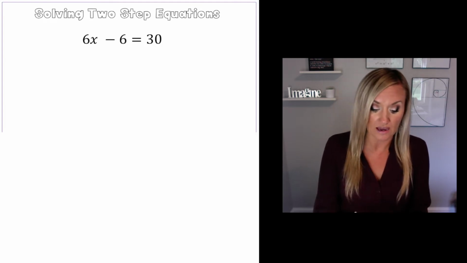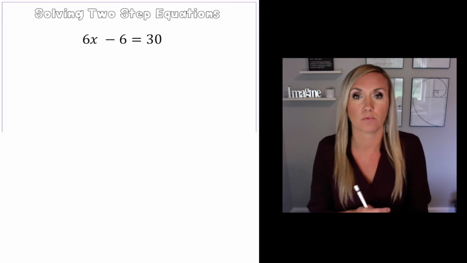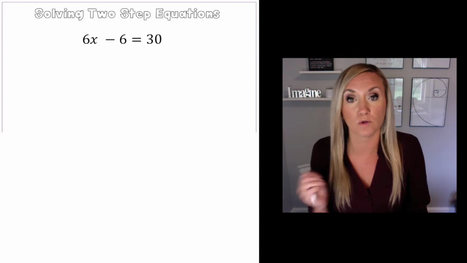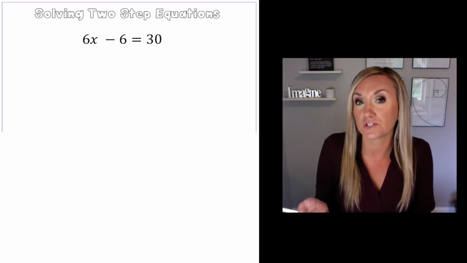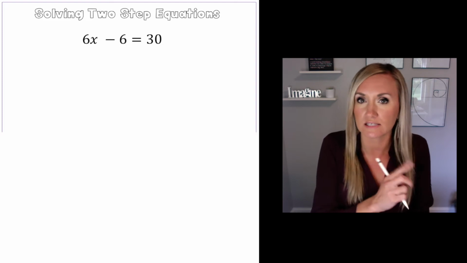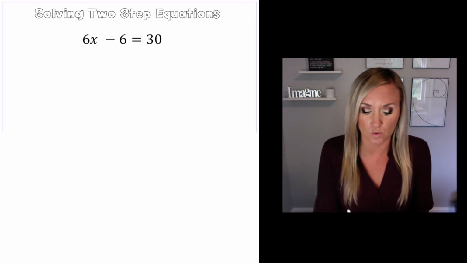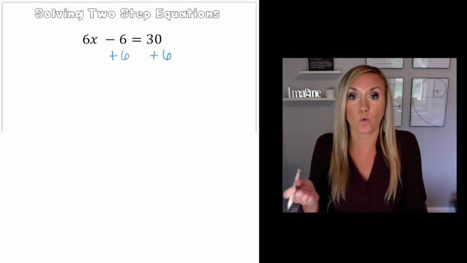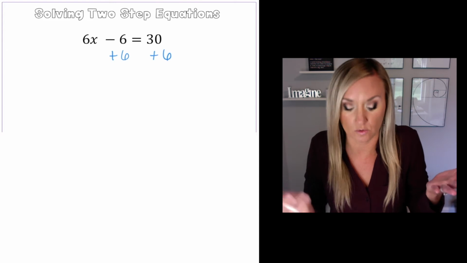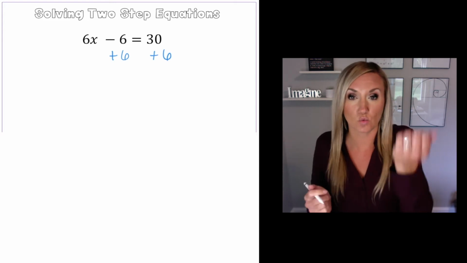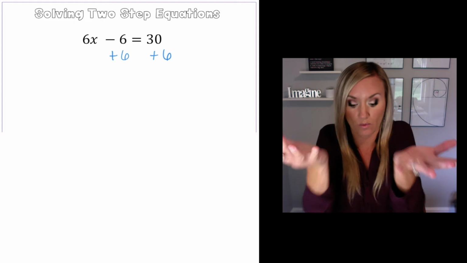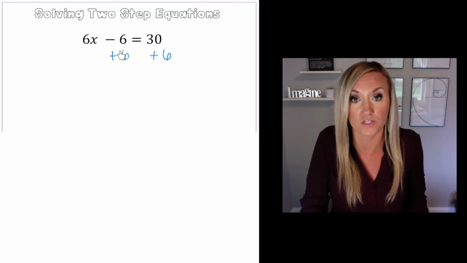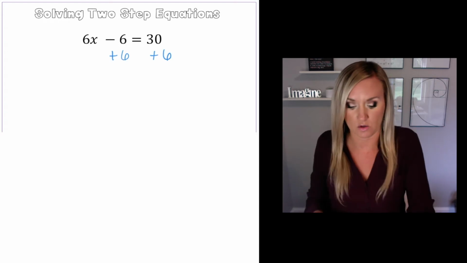When we do that, we have to do the inverse operation, or the opposite. What's opposite of adding? Subtracting. What's opposite of multiplying? Dividing. What's the inverse of subtracting? Adding. So the inverse is going to add 6 and add 6. Now equations are equal, right? That's the equal sign. So if I add 6 to one side of the equation, I have to do it to the other, so that it stays equal. It's always important to do the same on each side of that equal sign.